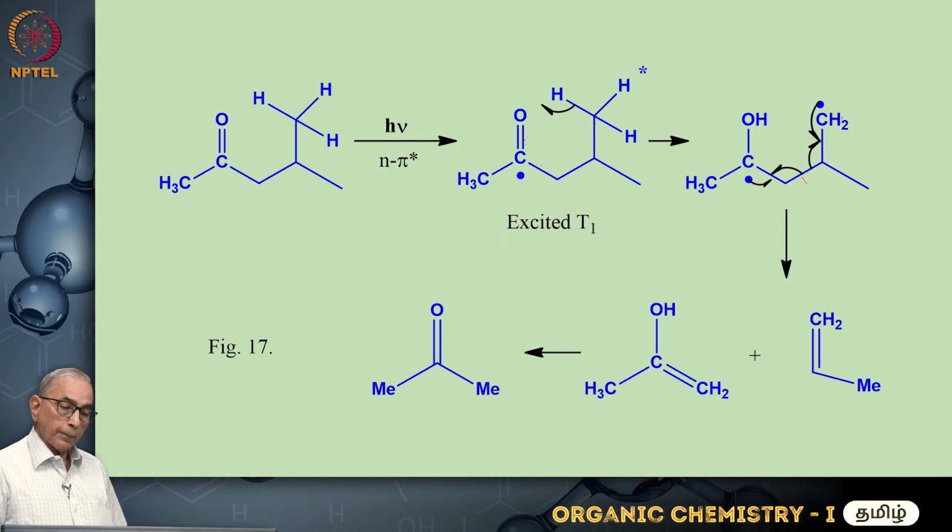First it gets to the n to pi star excited state, from there it goes to the T1 triplet excited state. In the triplet excited state, it undergoes the chemical reaction of abstracting the proton from the third carbon and undergoing a rearrangement where this breaks off, the propene breaks off, and you get the enol of the acetone, it becomes the acetone, keto-enol tautomerism.